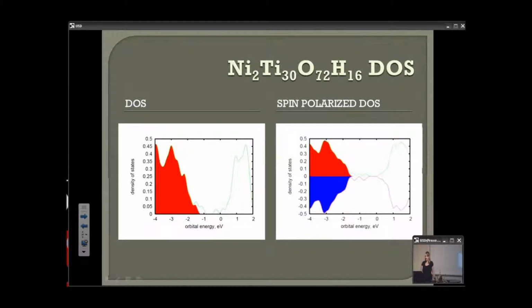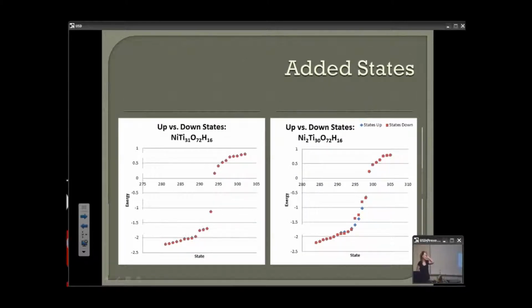So when we do this with 2 dopants, we would expect the exact same thing to happen. However, for some reason, we have double the number of added states, so we go from 5 to 10. But here we're seeing these states are different in the up and down. They're not equal in energy.